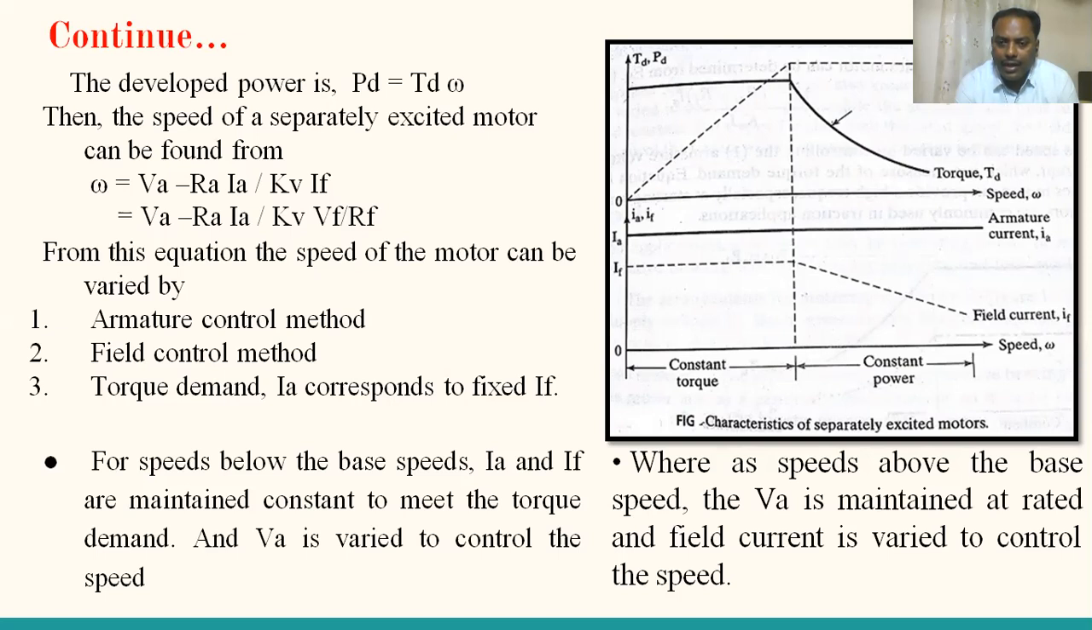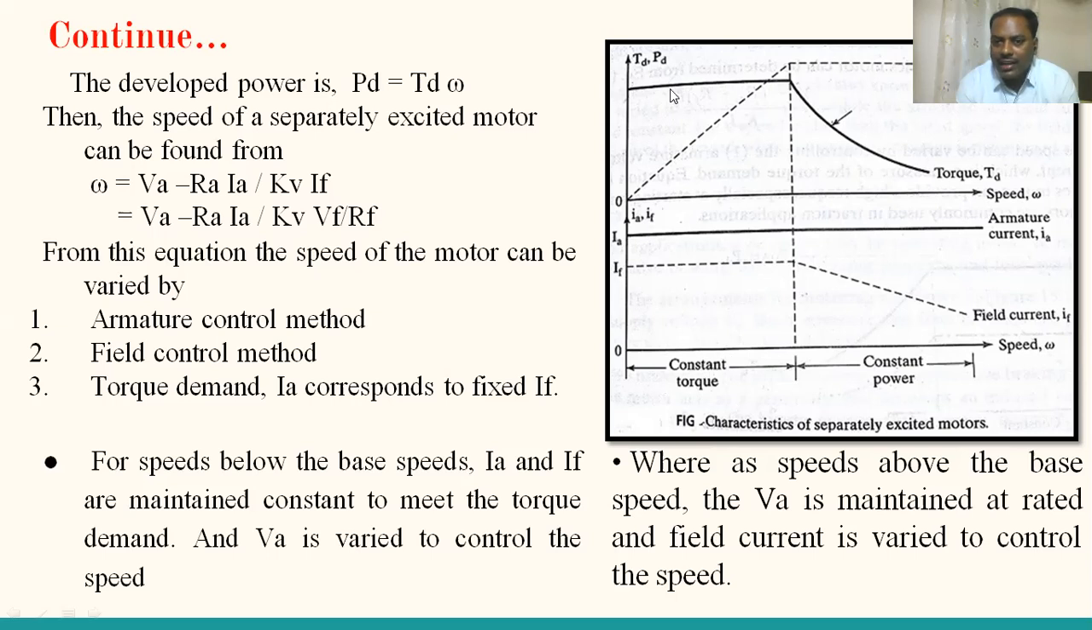Torque, armature current and field current are proportional to each other. So to maintain the torque constant, IA and IF both should be maintained constant. That is the reason, to obtain the characteristics in the constant torque region, TD should be maintained constant.